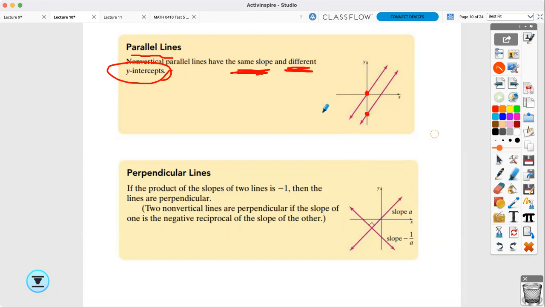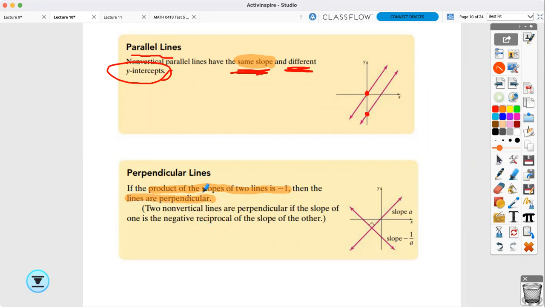The main thing to understand from parallel lines is they're never going to touch, and they're not going to touch because they have the same slope. They're running the same rise and run throughout infinity, and they just cross the y-axis differently. Now, for perpendicular lines, the product of the slopes of two lines is -1. We know product means multiplication. So if we multiply two different slopes and get -1, then the lines are perpendicular.